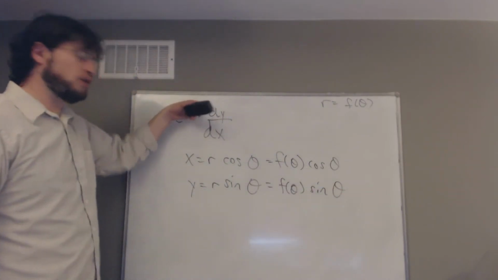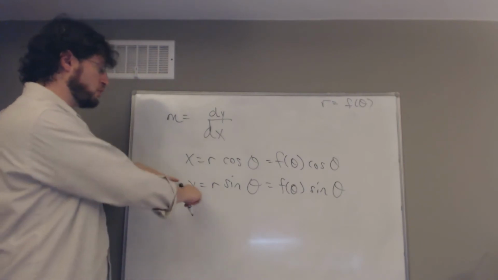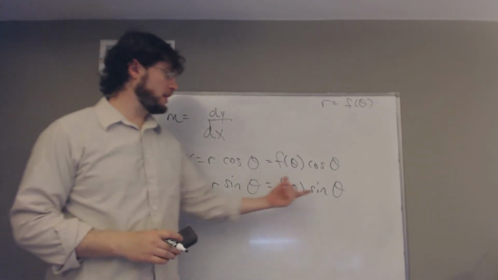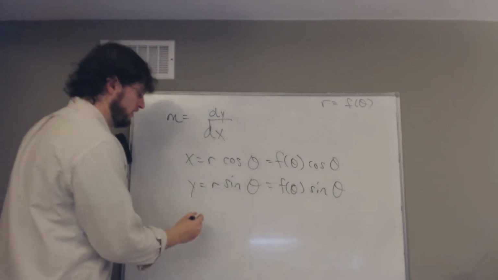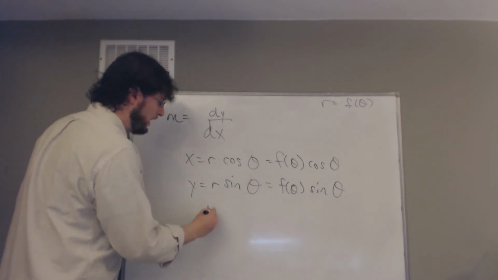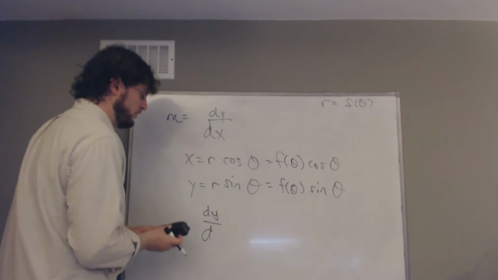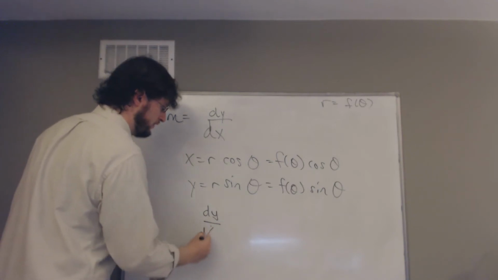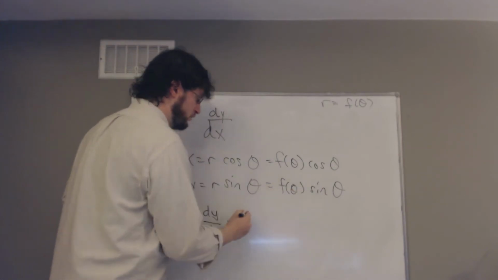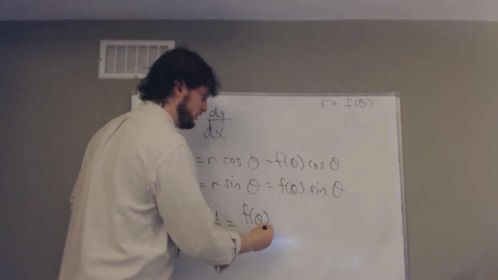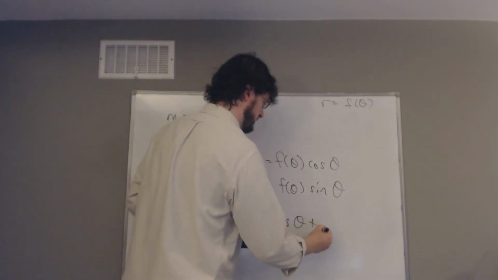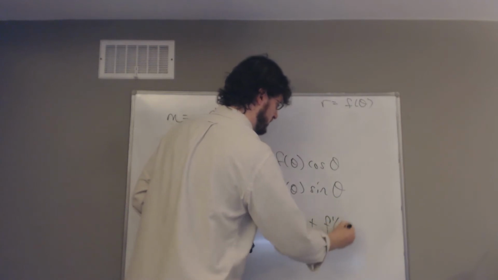So if I want dy over dx, I can take the derivative of y and the derivative of x with respect to the angle theta, and then I can divide. So we're going to think about this as dy d theta. Take the derivative of y with respect to theta first, and what do we get? This is a product rule: the first times the derivative of the second plus the second times the derivative of the first.